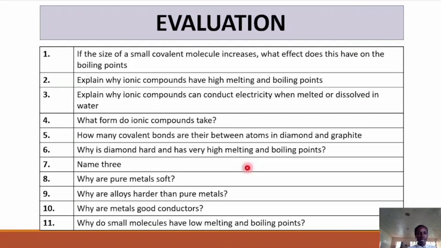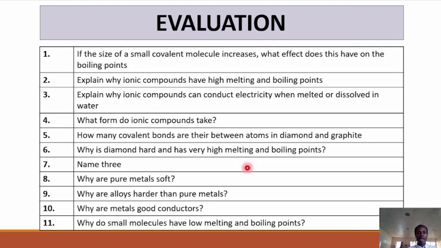So these are the evaluation questions we are going to take today. So we are going to take number 1. If the size of a small covalent molecule increases, what effect does this have on the boiling point? Generally, small covalent compounds have low melting and boiling points. When the size of a small molecule increases, the melting and boiling point will also increase.